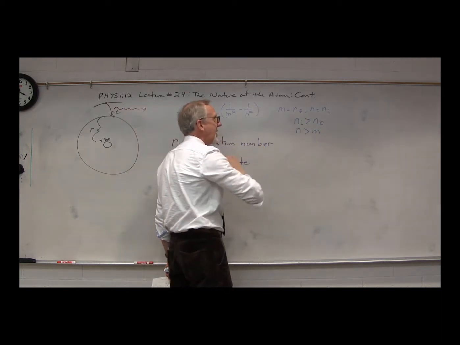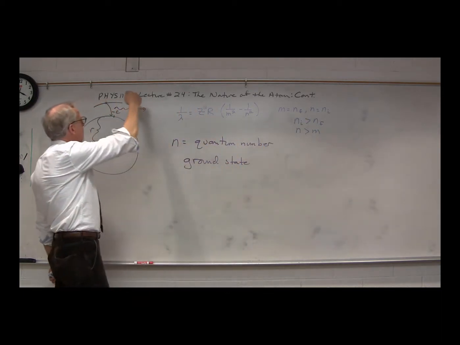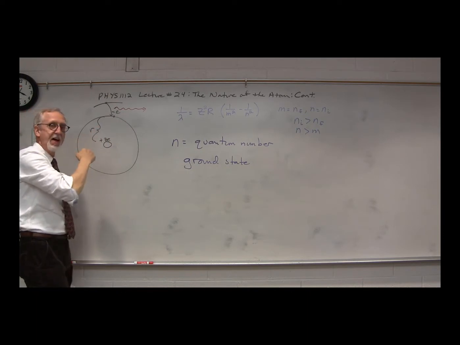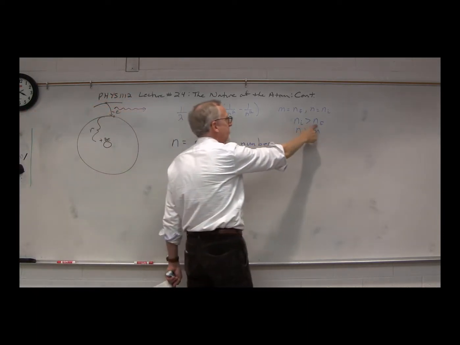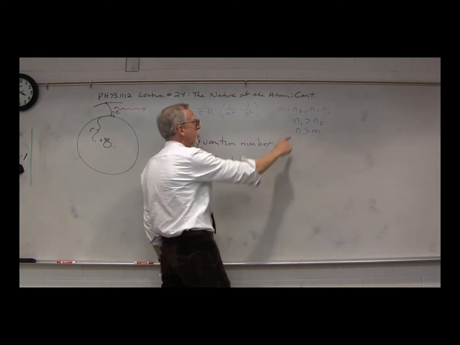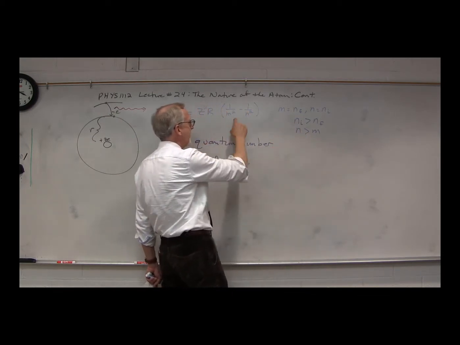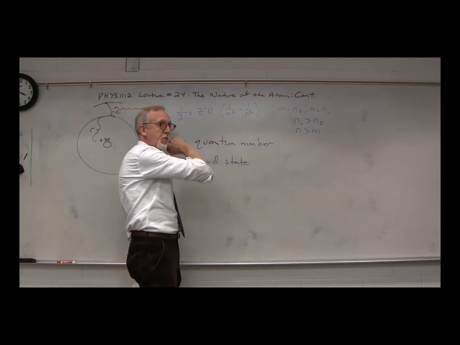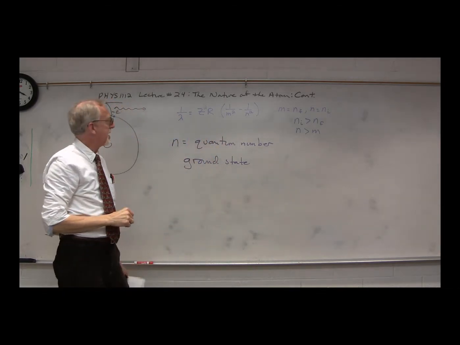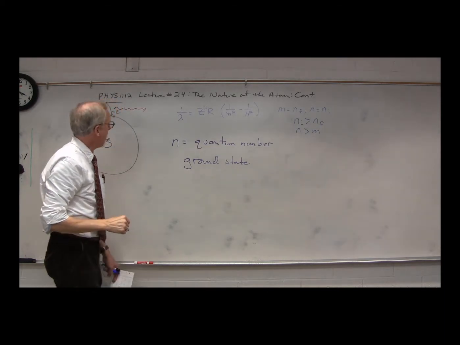N is the initial value, and remember, because we're dropping from an initial value to a final value, from a higher energy to a lower energy state, n initial must be larger than n final. In other words, n must be larger than m. Also, if it were the other way around, we'd get a negative value, and we can't have a negative wavelength. Okay, very, very good.